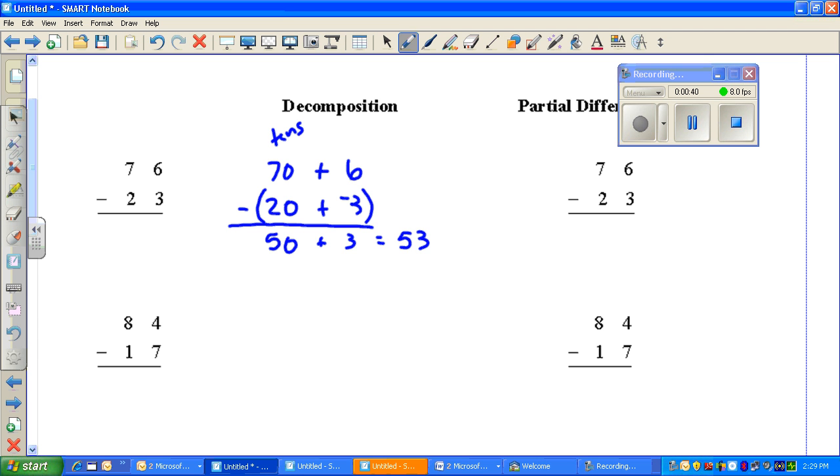Working with the partial differences, starting in the tens column, 70 minus 20 is 50. 6 minus 3 is 3. So you can see the two results match up, 53.